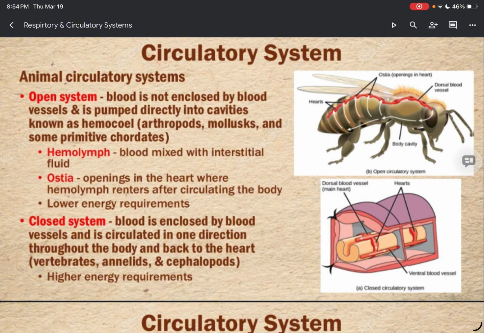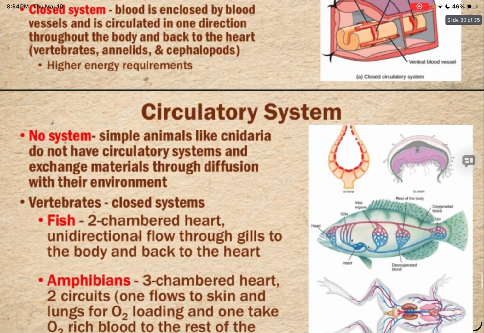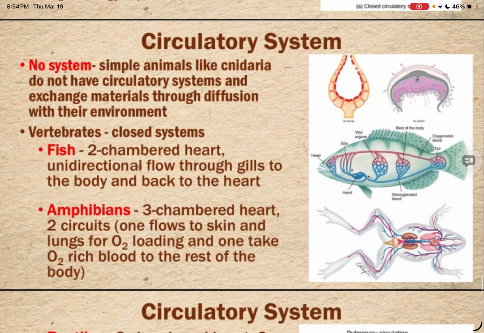Whereas on the other hand, a closed system is where blood is enclosed by blood vessels and it's circulated in one direction throughout the body and back to the heart. We see this in vertebrates primarily, like humans. And this has a higher energy requirement because it's more work. You could also have no system. It's a very simple system, like Cnidaria, and they don't have a circulatory system, and they exchange materials through diffusion with their environment.